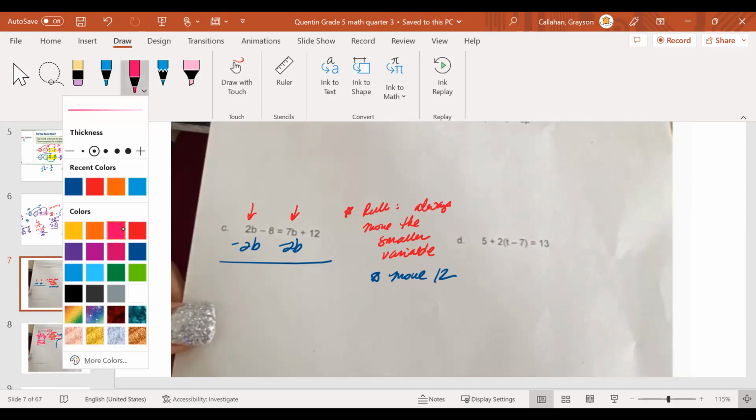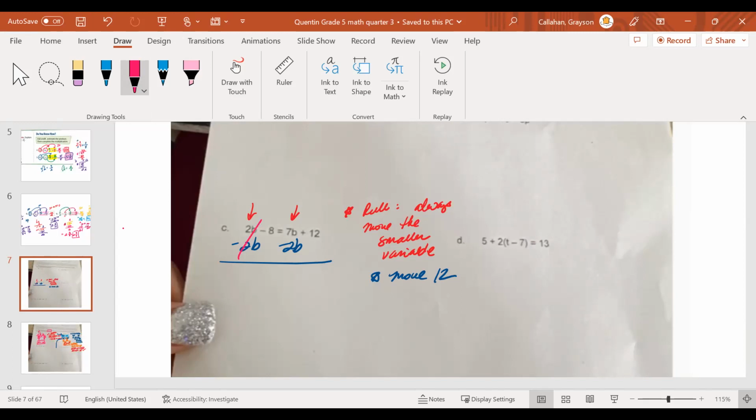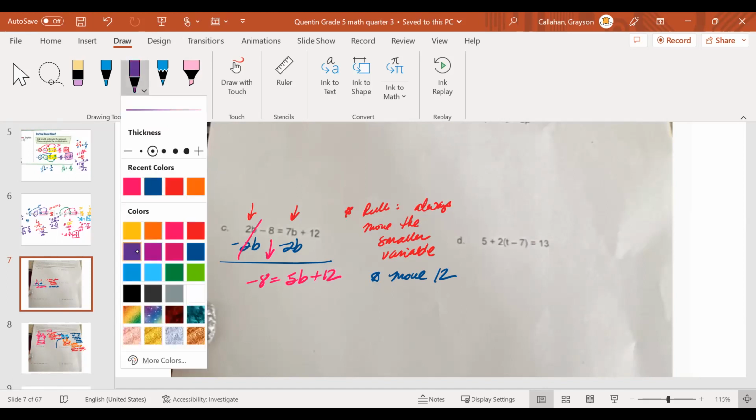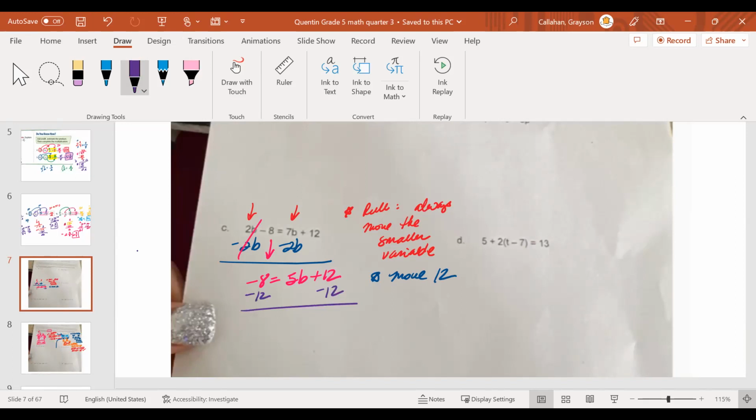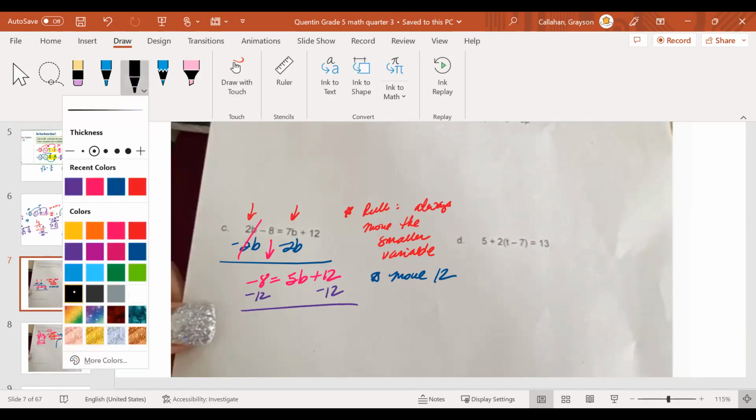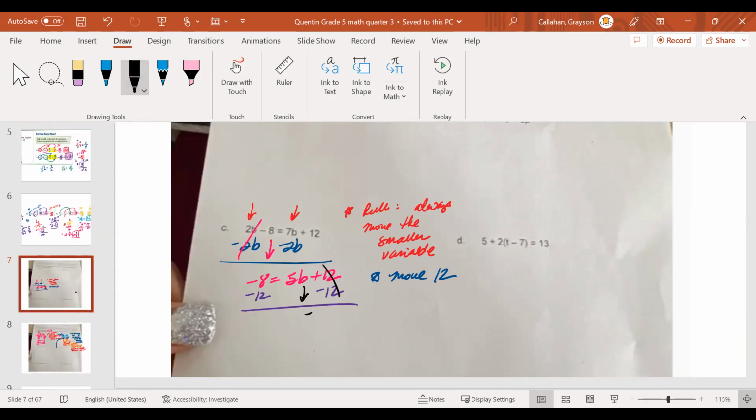And you'll be able to see in a second. This part cancels, right? You bring down the -8. 7 minus 2 is 5b plus 12. Which number do you need to move now? You got to move the 12 so you can isolate the b by itself. Opposite of a positive 12 is a negative 12. 12 cancels. 5b equals what's -8 minus 12?